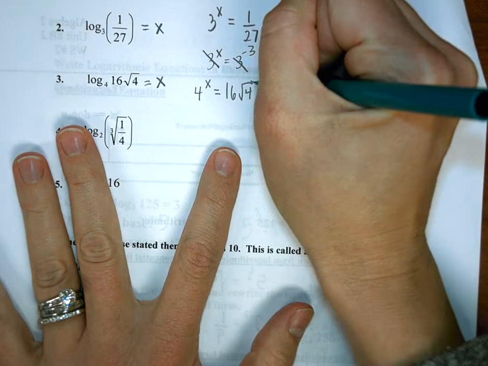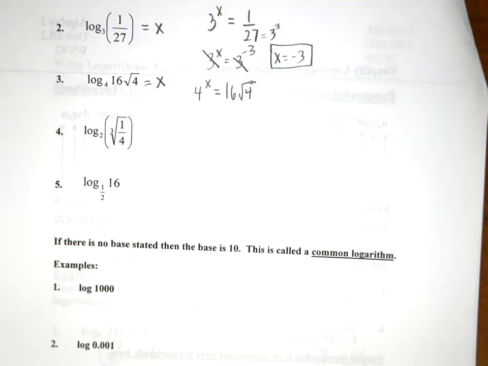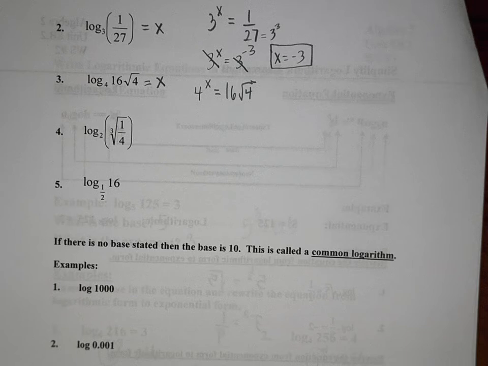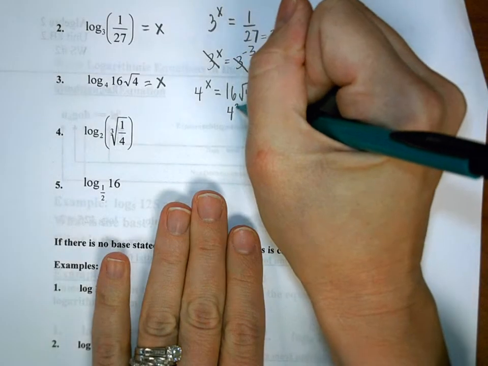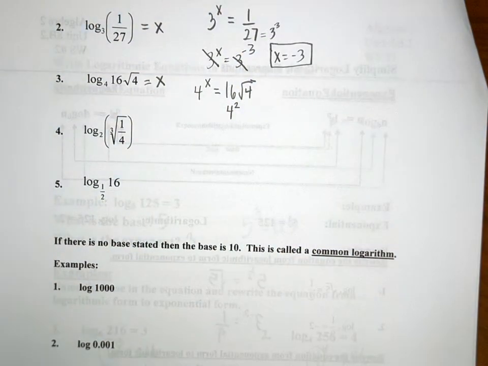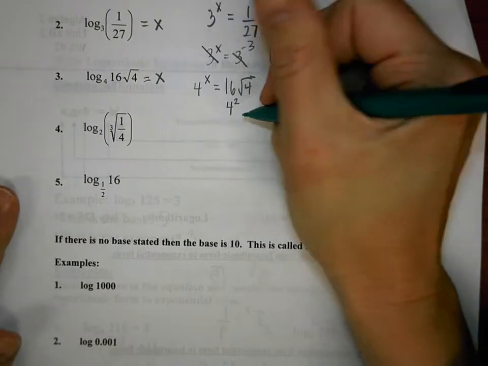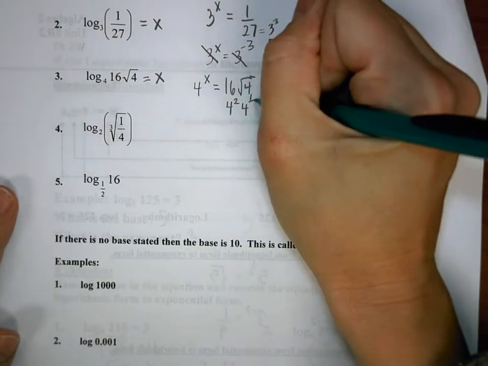These are the type of problems you guys hate, but you need to know how to do them. Okay, so what's going to be my common base? 2. You could use 2, but we could use 4 too, because 16 is 4 to the second power. So I'm going to keep it as base 4. So 16 is 4 to the second power, and the square root of 4 is 4 to what power? 1/2. Okay, and what do you do with both of these?